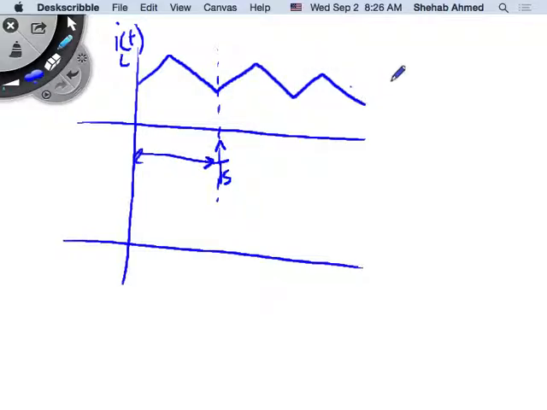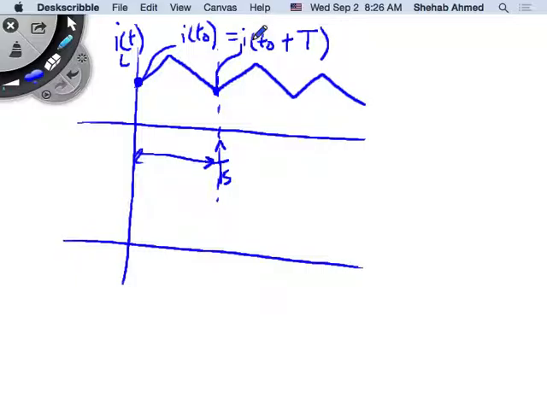My waveform would be repeating periodically. So the value of current at the beginning of the period, I of T0, and I of T0 plus capital T, or TS, are equal. Do we agree? We will only do steady-state analysis.